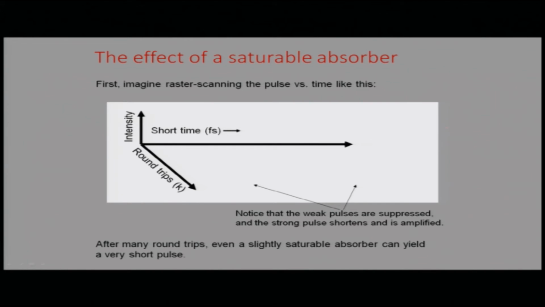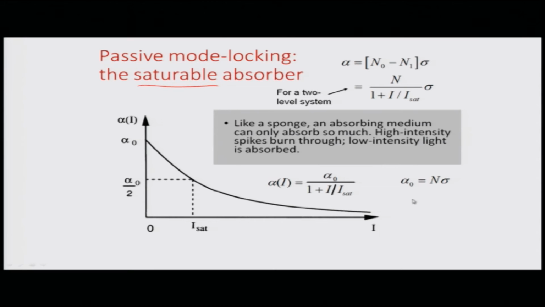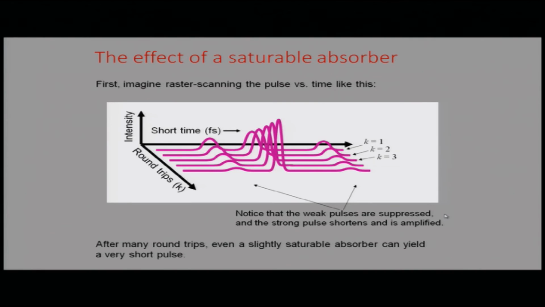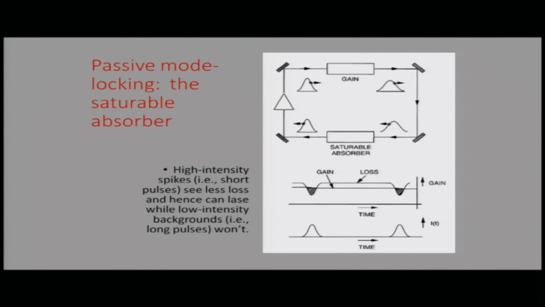So, here is the effect of a saturable absorber. First, imagine the raster scanning of the pulse by time, for instance. With passive mode locking, you can almost act it like a gate. Let us consider that we are looking at the pulse at every point of time. What we see is that the weak pulses are being suppressed and the strong pulse shortens as it gets amplified. After many round trips, even a slightly saturated absorber can yield a very short pulse. So, that is one way of looking at how you can generate a short pulse like this.